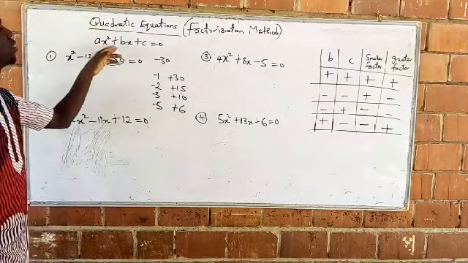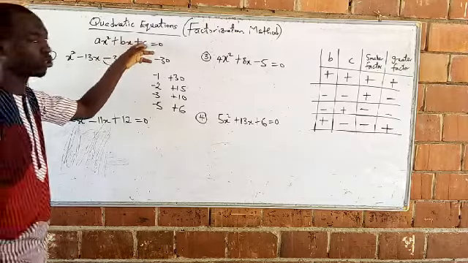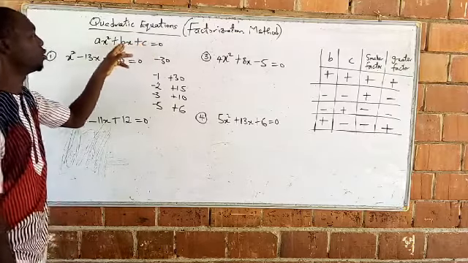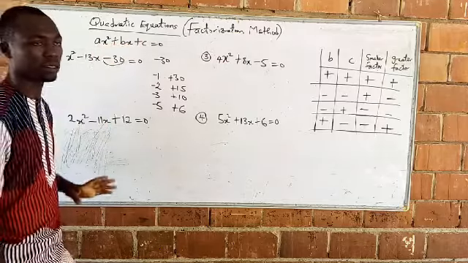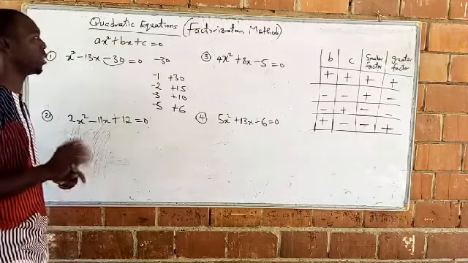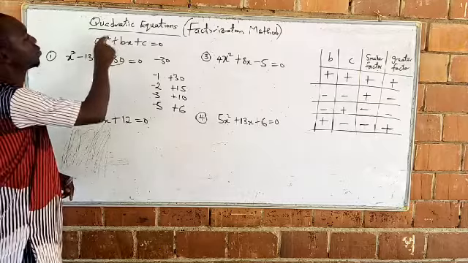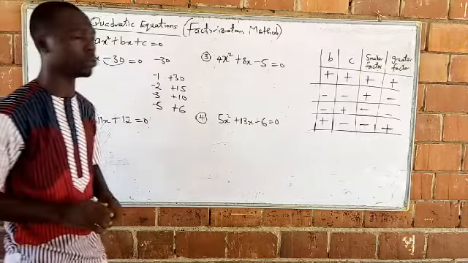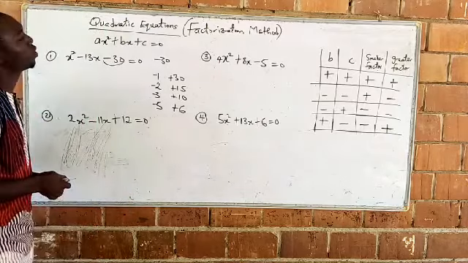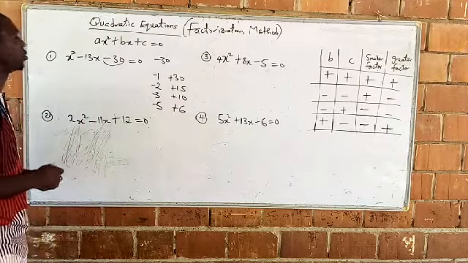This is the general form of a quadratic equation: ax squared plus bx plus c, where a, b, and c are constants. That is, their values don't change, they are numbers. Then x squared and x. This x is the variable we are trying to get its value. So how do we now solve it using the factorization method?